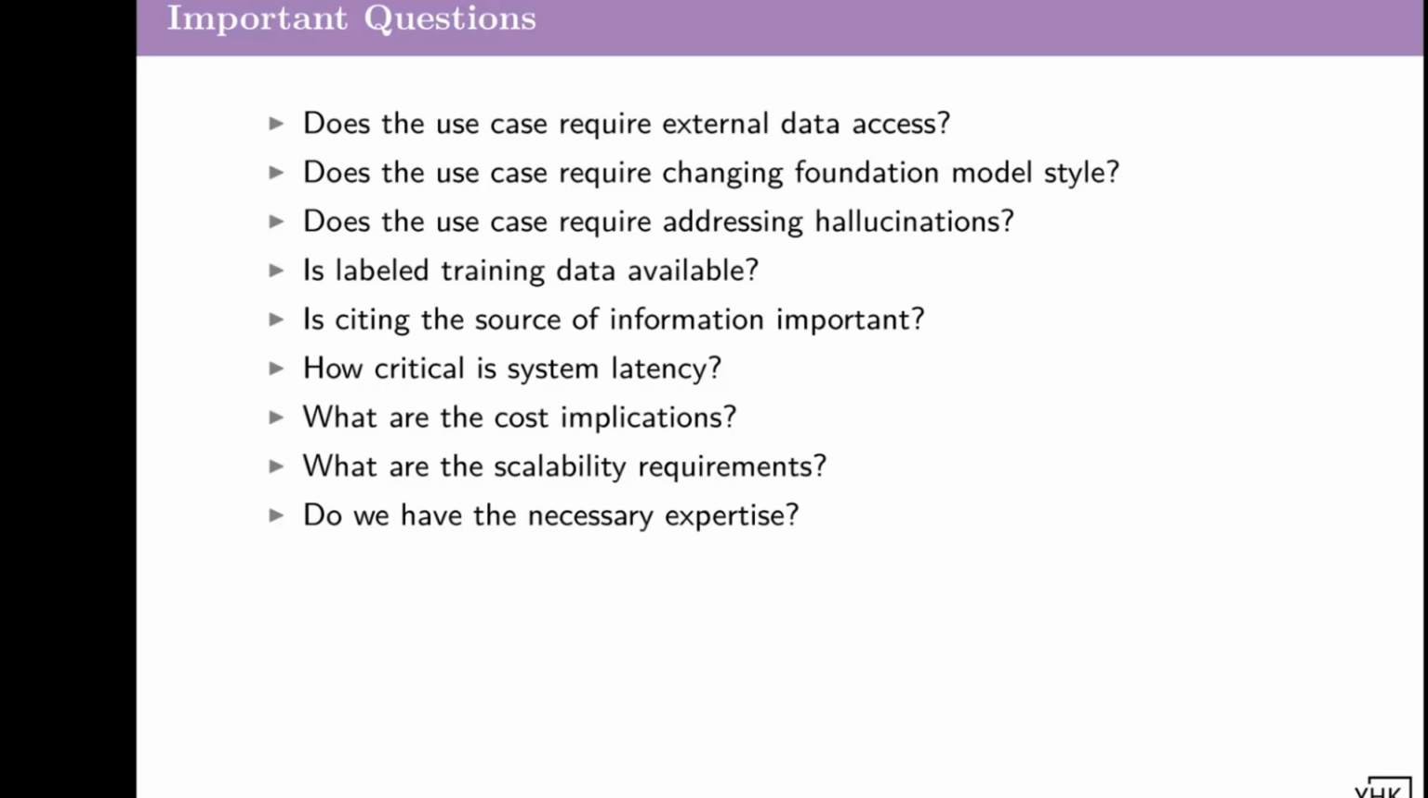Do you have label data? Meaning you want something on your domain, but do you have label data about that domain? Do you want citations, meaning source of the information? How critical is fastness, latency, speed, performance? Are you concerned about cost, scalability? And then do you have expertise to implement RAG or fine tuning or any other thing? These are very important questions business-wise. They are sort of technical also, which need to be answered before moving forward.